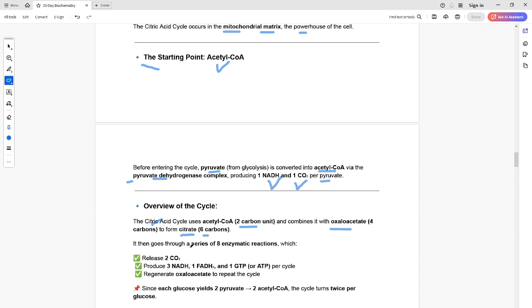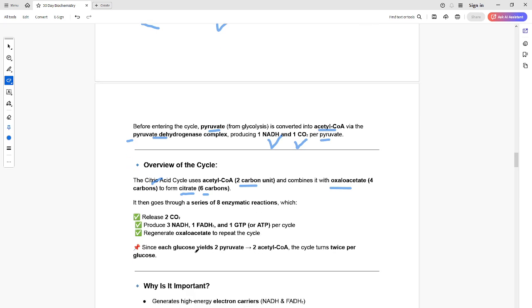It then goes through a series of 8 enzyme reactions, during which through the cycle we release 2 CO2 and produce 3 NADH, 1 FADH2, and 1 GTP or ATP per each cycle, regenerating oxaloacetate to repeat the cycle. And that is why it is called a cycle. In a cycle, we start at a point, we make multiple steps, and we return to the start point.